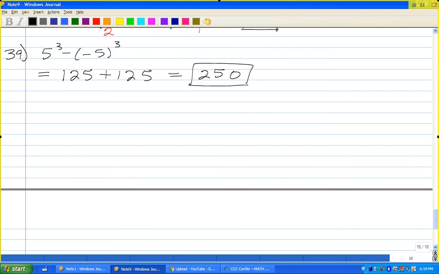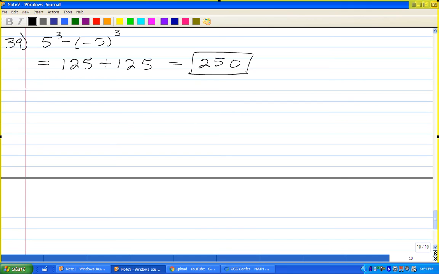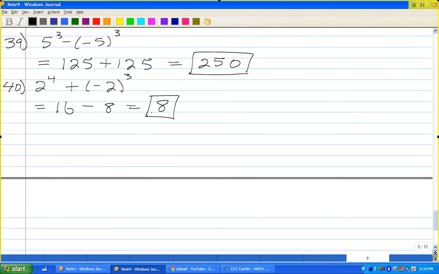Problem 40. 2 to the 4th plus negative 2 cubed. 2 to the 4th, well, 2 times 2 is 4 times 2 is 8 times 2 is 16. Negative 2 cubed: negative 2 times negative 2, positive 4 times negative 2, negative 8. 16 minus 8 is 8.